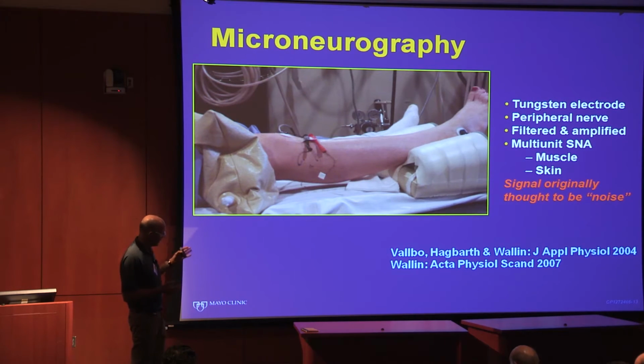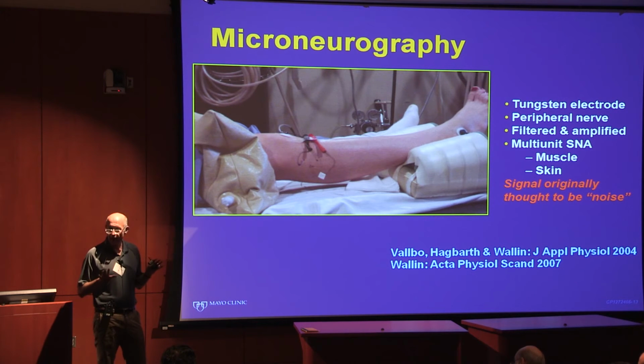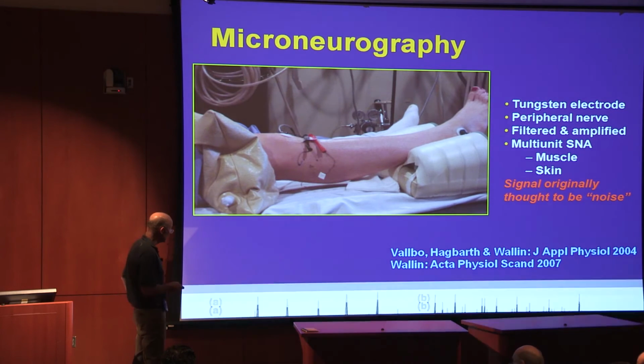So this is an example of people being right for the wrong reason. They spent 2 or 3 years trying to get rid of the noise. And it turned out, if you look at the total number of papers with microneurography, the sympathetic versus the motor and afferent ones are probably about 5 to 1. So this was a good example of a lucky mistake.